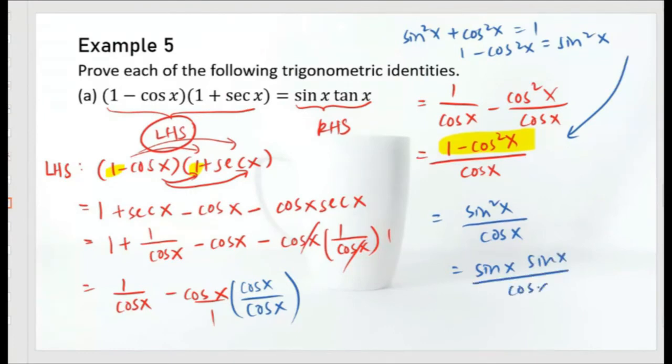Okay. Cos x. So sine x over cos x is tangent x. So you have tangent x equals sine x over cos x. The question is sine first. So sine x equals cos x tangent x. So proof.